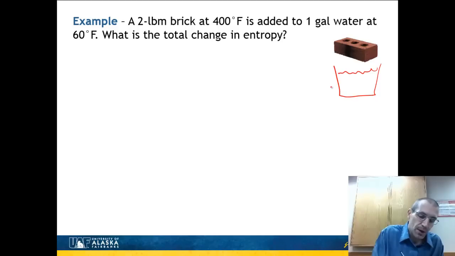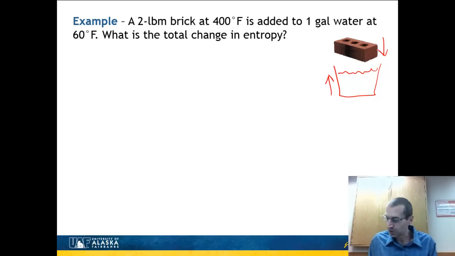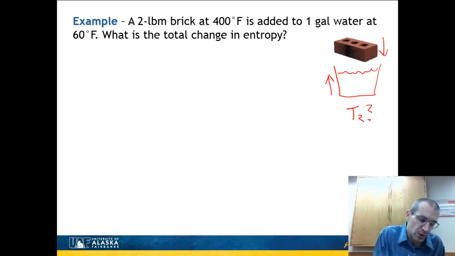What's happening is the water is going to heat up, so its entropy is going to increase. The brick is going to cool down, so its entropy is going to decrease. And I want to know what's the total change in entropy. Well, first of all, we have to find out what our final temperature is. We need to find out what is T2. And T2 of the water is going to be the same as T2 of the brick.